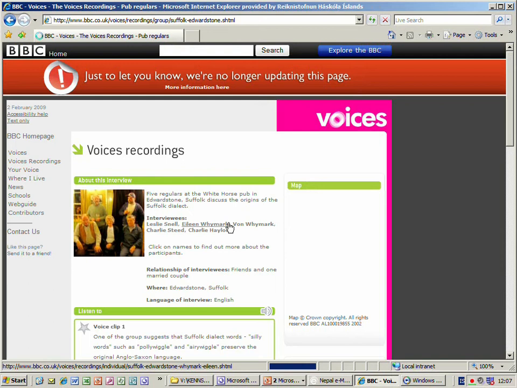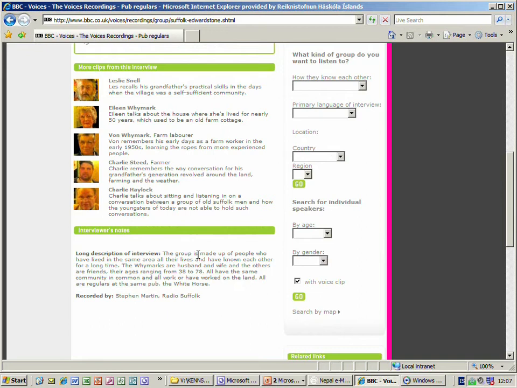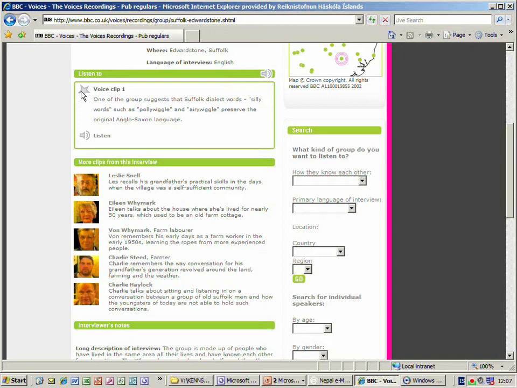And you get there quite a bit of description of the interview, some of them even with transcriptions of the interview. They lived in the same area all their lives and have known each other for a long time. Okay. It's voice clip one. Here we go, listen.